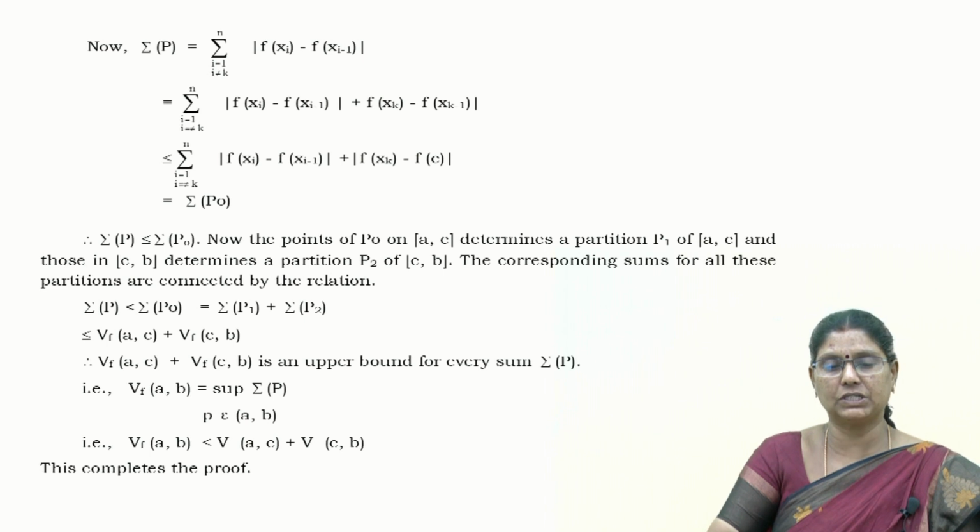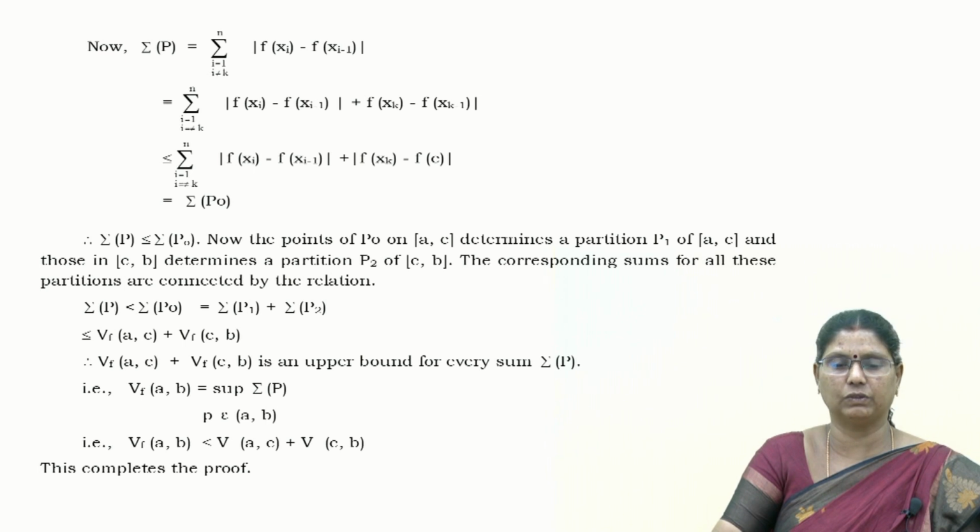Now we consider the summation of p, which can be expressed as the summation of |f(x_i) - f(x_{i-1})|, and that can be expressed again as the summation, i varies from 1 to n, i not equal to k, of |f(x_i) - f(x_{i-1})| plus |f(x_k) - f(x_{k-1})|. This is less than or equal to the summation of |f(x_i) - f(x_{i-1})| plus |f(x_k) - f(c)|, which is equal to the summation of p naught, and hence the summation of p is less than or equal to the summation of p naught.